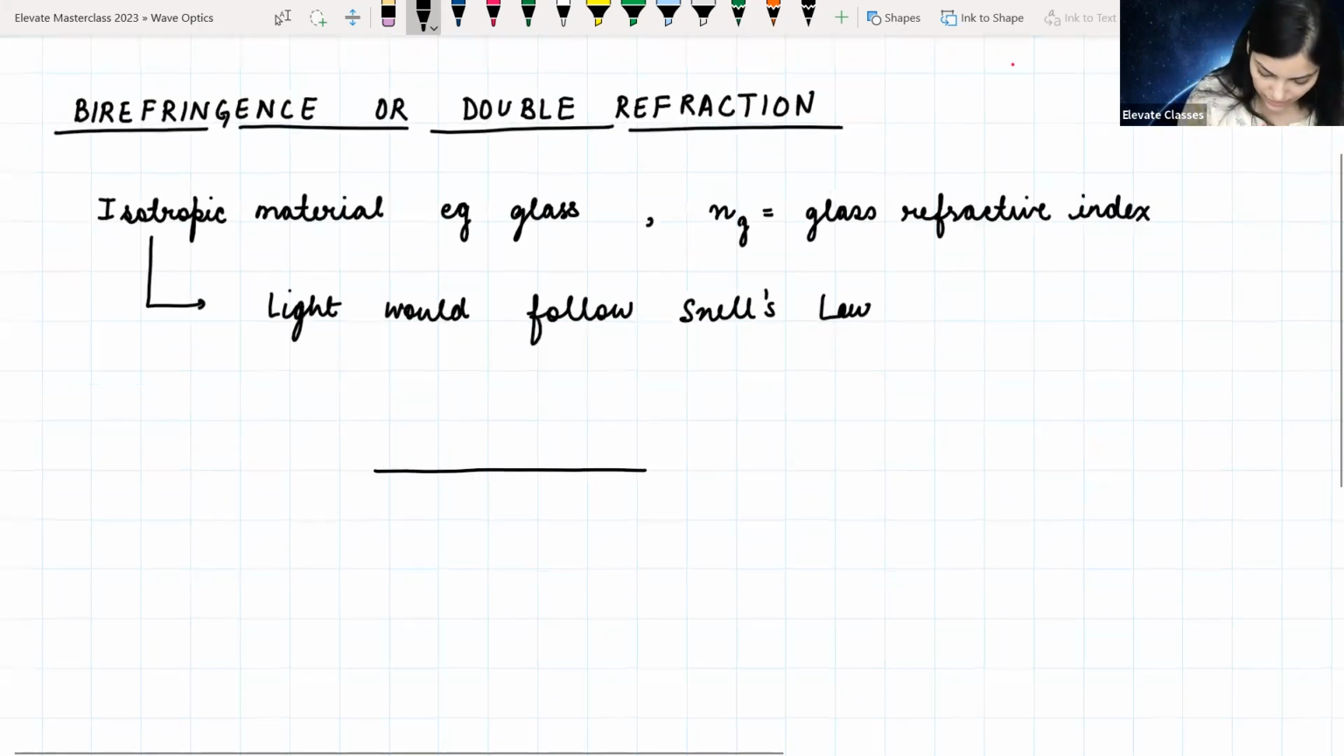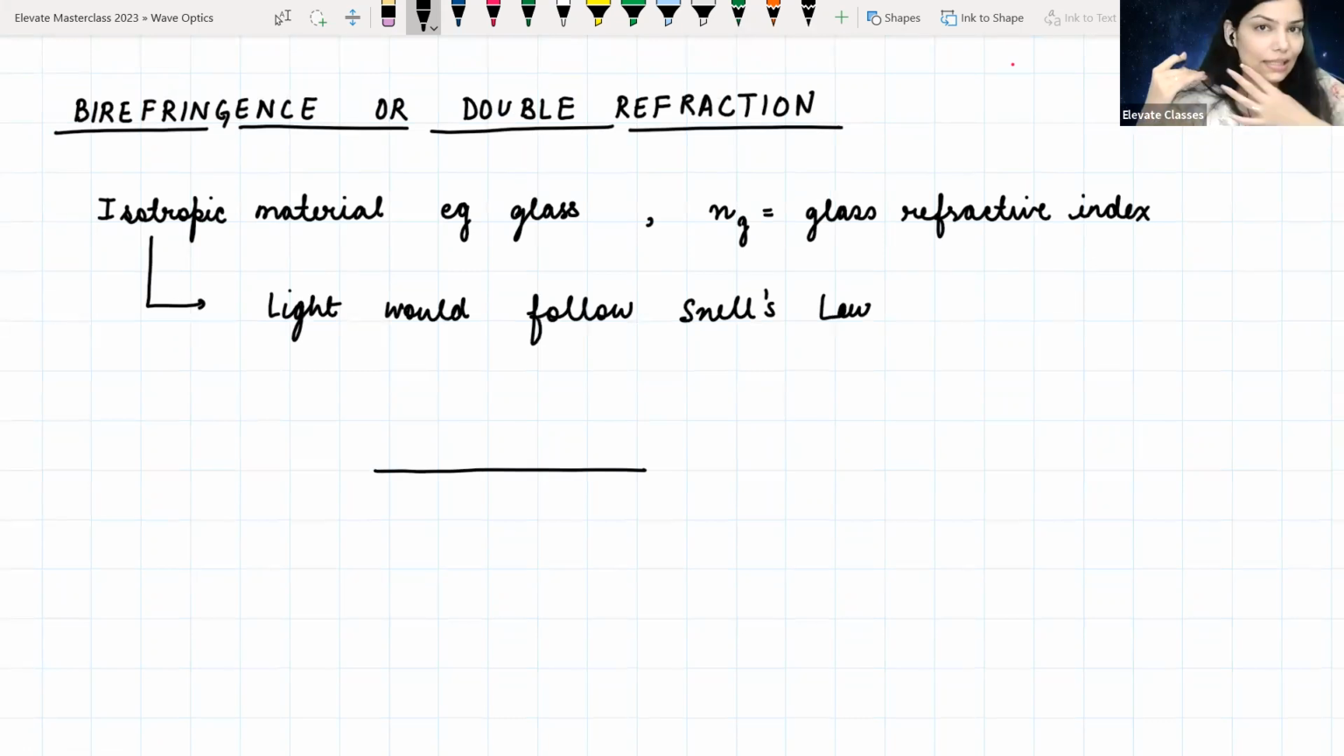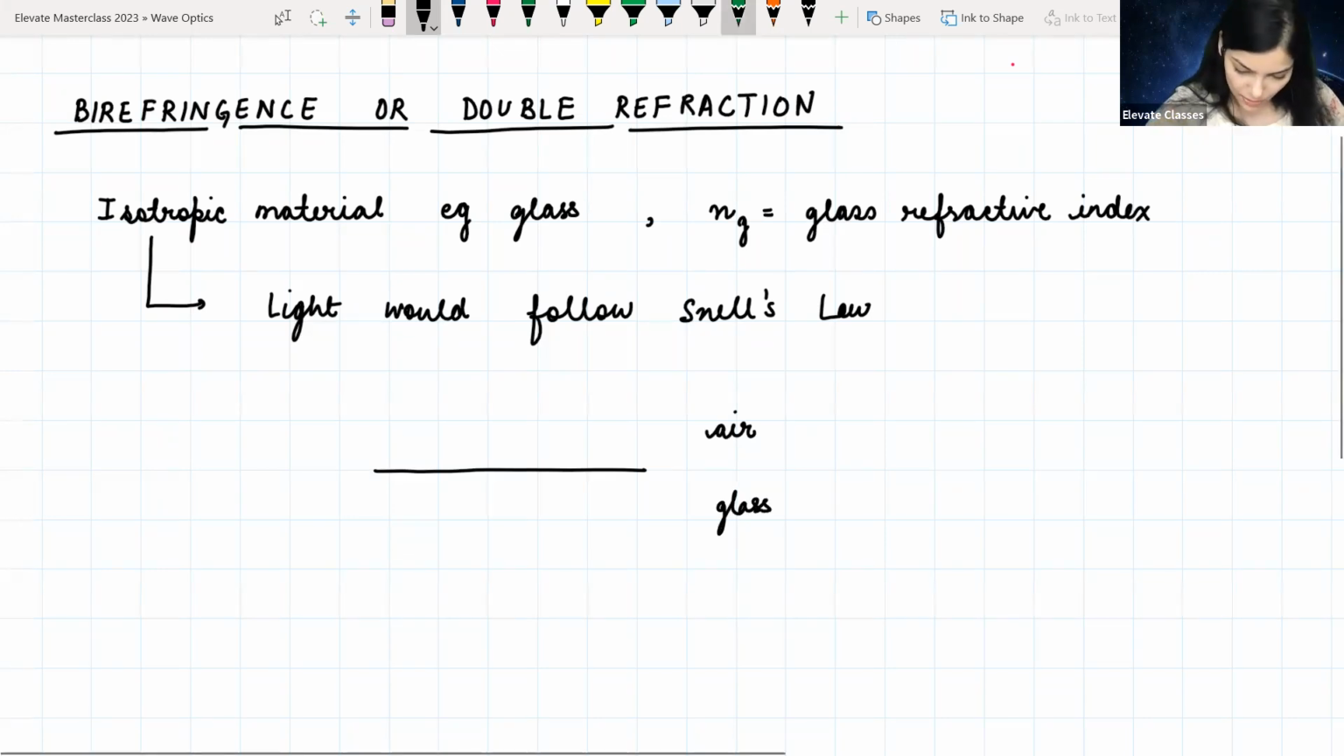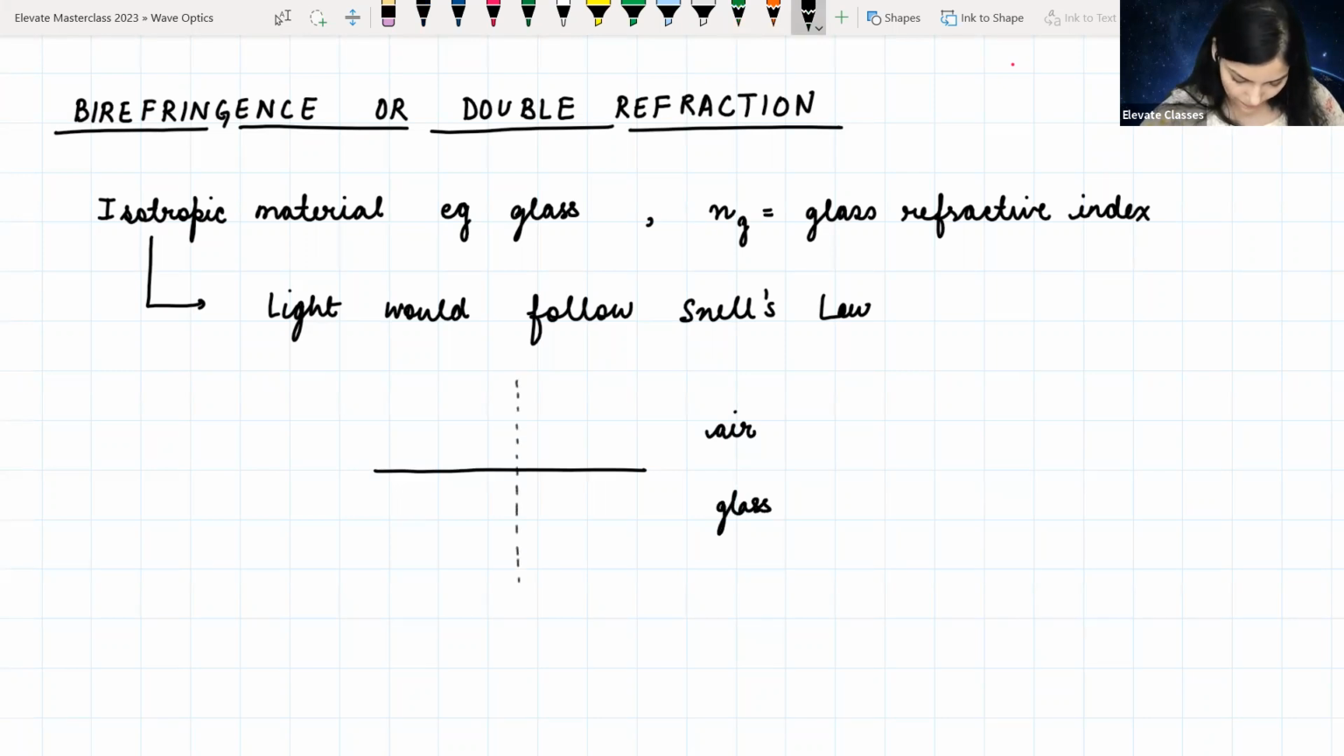So what is Snell's law? अगर मेरे पास कोई interface है, that interface से I mean that I have a certain boundary which is separating two mediums. So I have some boundary, or I can say I have some interface, and I have, let us say, some air over here and maybe glass over here. So then Snell's law tells me that if this is my normal, so if my incident ray is falling like this, then it would be making some angle theta 1, let us say. So this is my incident beam.